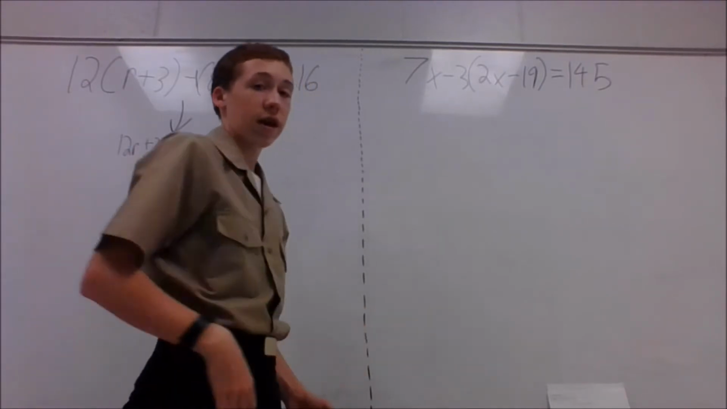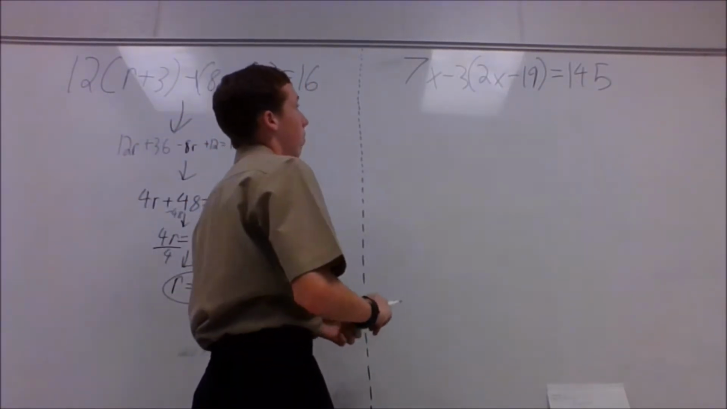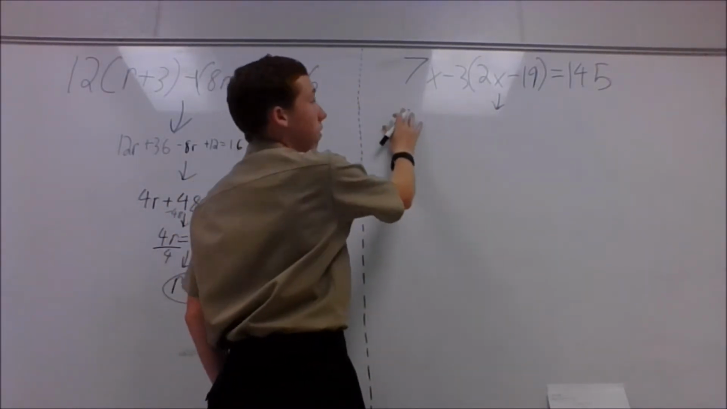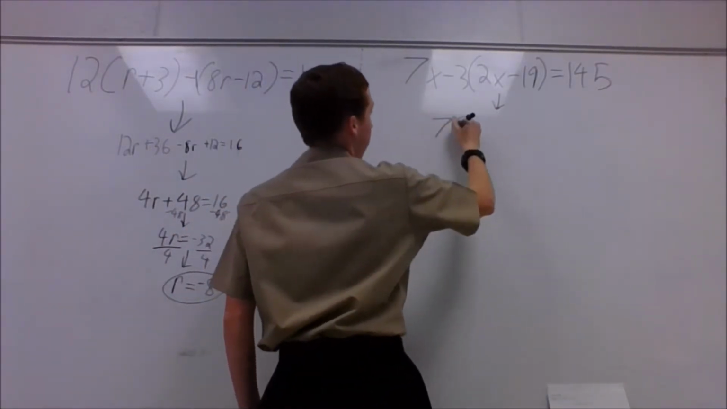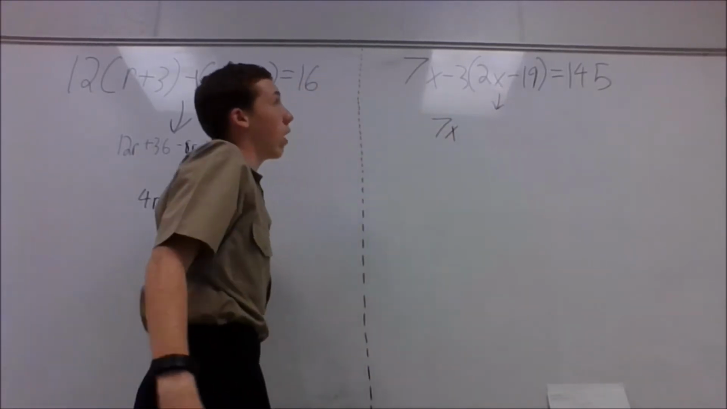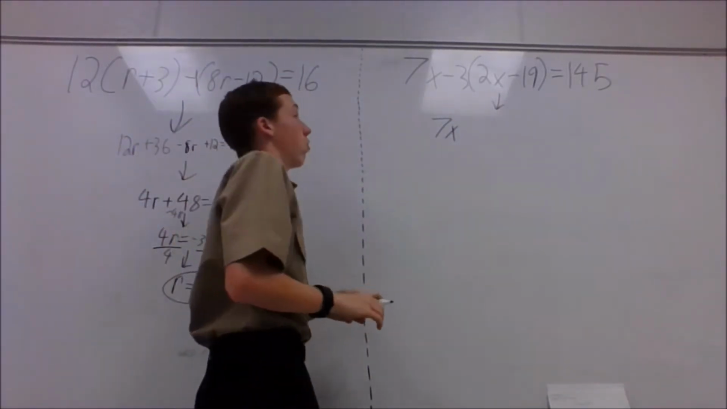Alright, so guys, here's our second problem. Let's just dive right into it. Let's start by drawing our arrow. 7x is by itself, so we're just going to plop 7x down here. Now, negative 3 parentheses 2x minus 19. So let's go ahead and do this.